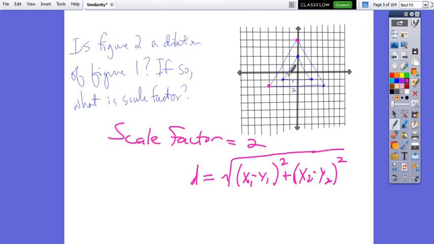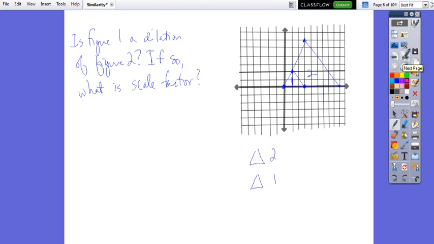All right, look at this one. Is figure 1 a dilation of figure 2? If so, what is the scale factor? So you got 2 triangles. You got triangle 1 and you got triangle 2. Triangle 2 is the whole overall thing. It says yes, these are regular triangles. That means that all 3 sides are the same. So this side is 3. The bigger side is 3, 6, 9. So 3 times 3 is 9.